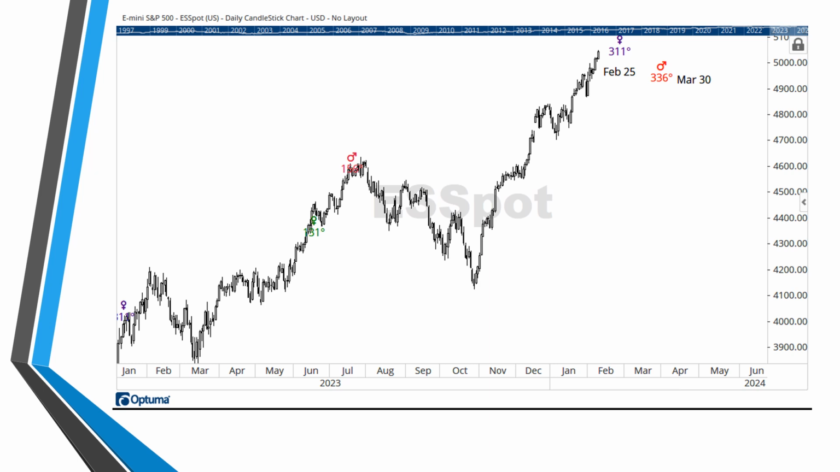E-mini S&P 500. So again, if I overlay some of these events, here's one here where Mars at 156 degrees in July of 2023 marked a significant turning point, and you would have been able to use your stochastic to discern what was happening. And look at what happened to the S&P. It declined rather notably.